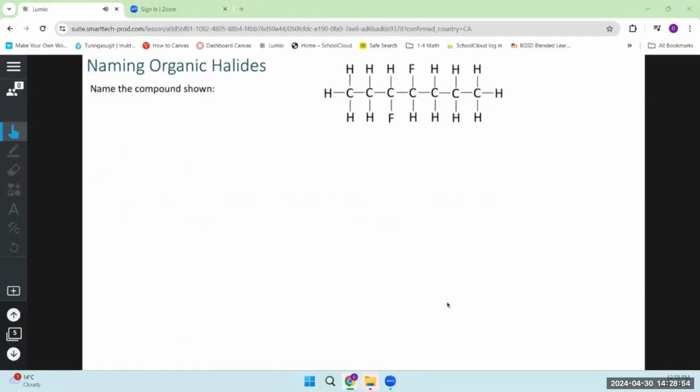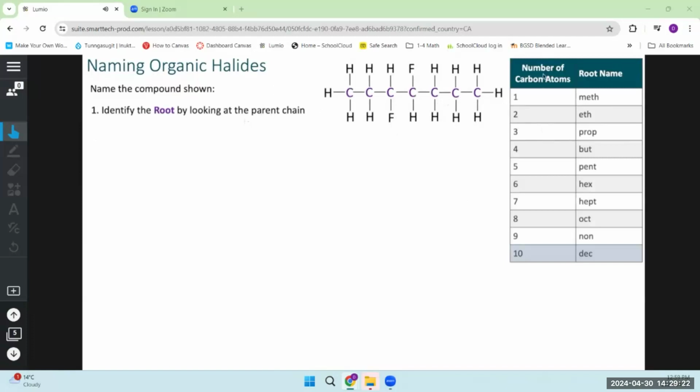So how do we name organic halides? If we take a look at this compound shown right here, we see that we have some fluorine atoms present. How do we identify it and name it? Well, the first thing we need to do is identify the root by looking at the parent chain, that longest continuous chain of carbon atoms. In this case, I see I have 1, 2, 3, 4, 5, 6, 7 carbon atoms in the parent chain. Then I look at my chart, which I've memorized, and know that my root must be hept. So I'll write that down.